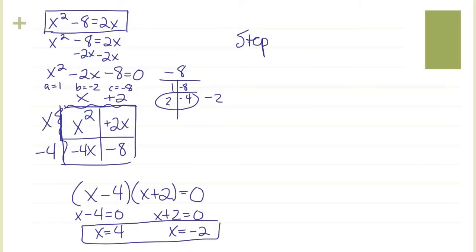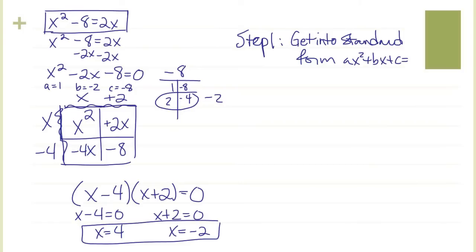Step 1 is going to be get it in standard form, if it's not. This one was not in standard form, so we did this step this time. We had to move that 2x to the other side. So we want to get it ax squared plus bx plus c equals 0.